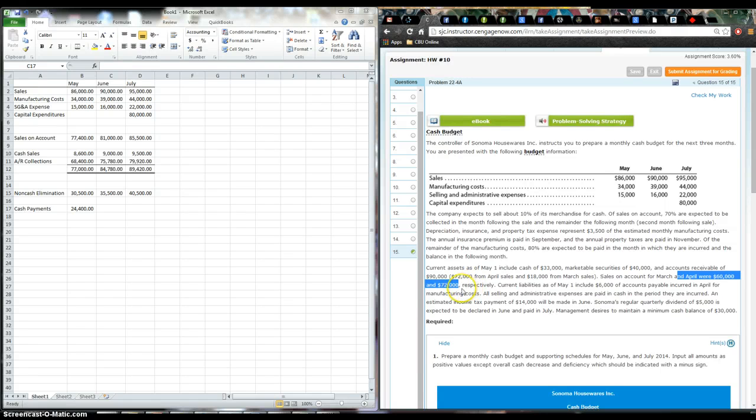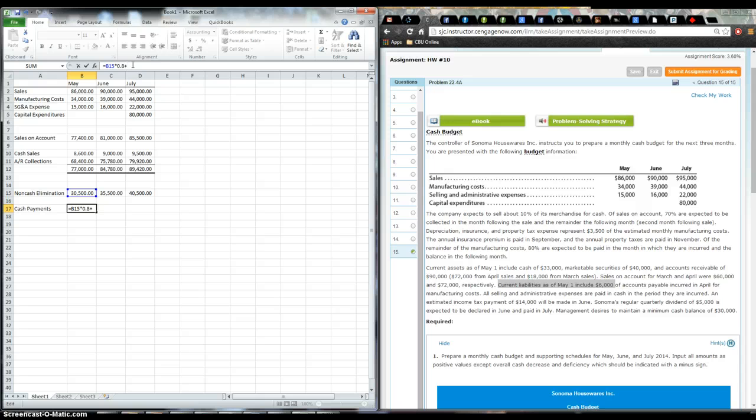So we already used that information. Current liabilities as of May 1st include 6,000 of accounts payable incurred in April for manufacturing costs. So we pay the remainder of our manufacturing costs in the following month, so we need to add that 6,000 into our May payments, right? Now for cash payments for the rest, we need to multiply May times 0.2 because we pay 80% in the current month and the remainder in the following month. So I'm going to use parentheses even though I don't really need to. I like to make sure I know my order of operations is correct.